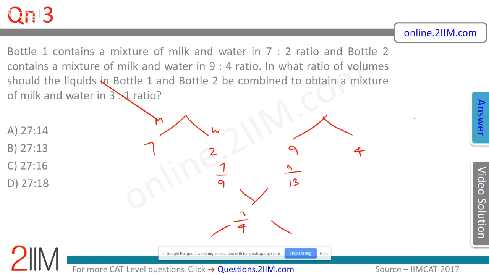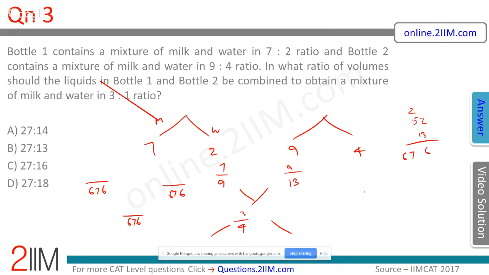9 into 4 is 52. 52 into 13 is 676. That's my denominator. So this is something by 676, something by 676, something by 676. So 3/4 is something by 676. I wish I had a calculator, but probably this is too difficult. So I'm going to do 9/13, 3/4, which is greater.